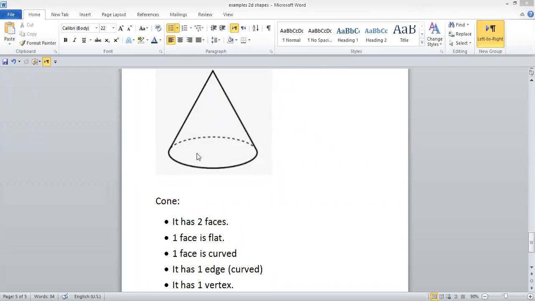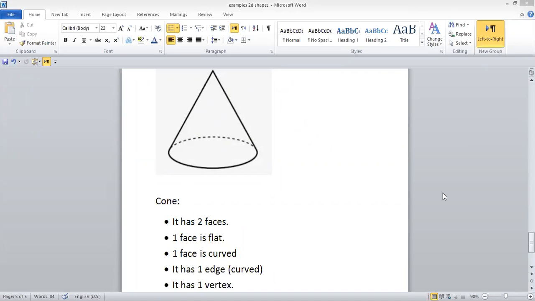It has two faces. This is one, and this one is another one. This is the flat one. This is the curved one. One edge. This is the edge. Edge is what? A line by which one face meets another face. This curved face is meeting the flat face through that line. So this is the curved edge. Okay, and it has one vertex. One vertex is where a corner and one or more edges meet. So this is the vertex.